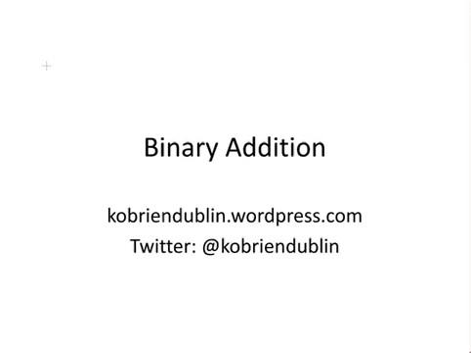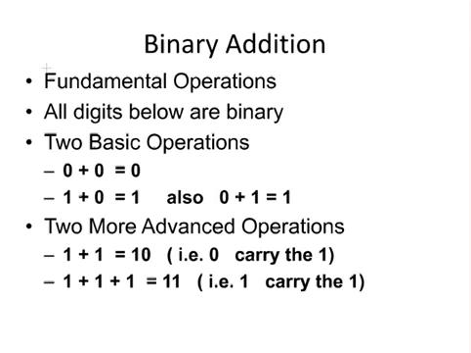In this presentation, we're going to look at binary addition, the addition of two binary numbers. Firstly, let's consider the fundamental operations we're going to use. Now, just to be clear, all the digits that we're going to use and going to mention are binary unless specified otherwise. So we have two basic operations: 0 plus 0 equals 0, and 1 plus 0 equals 1. Also, we could put that as 0 plus 1 is equal to 1. So those are our two basic operations.